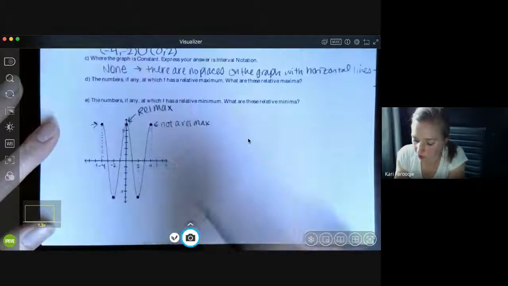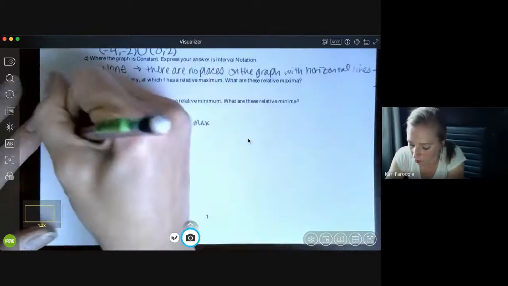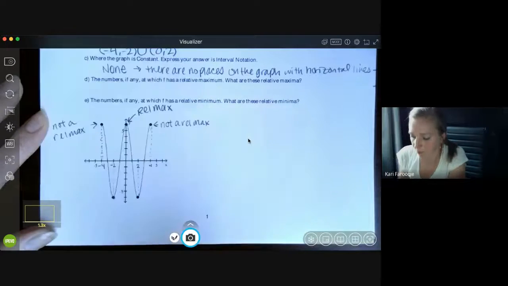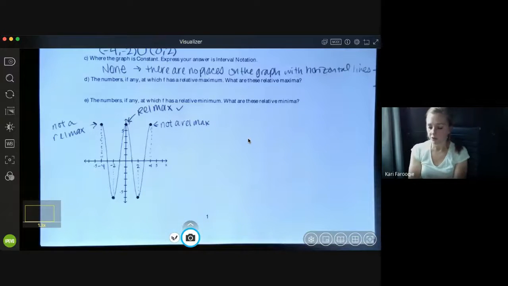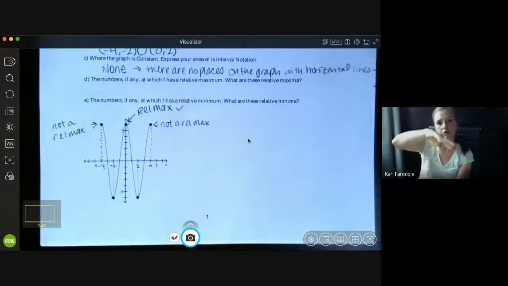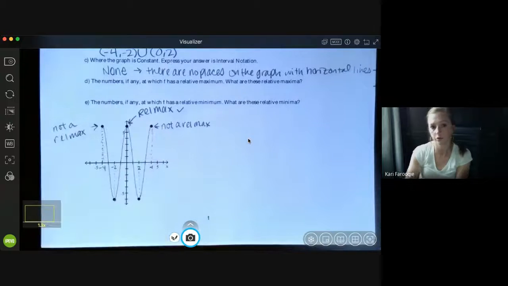And for those of you taking calc, you're going to talk a lot about this later on down the road. So it's really important that we're able to find that spot where we change from increasing to decreasing in order to get a relative maximum. And that does not occur at these 2 points, even though they are the highest point in their region.